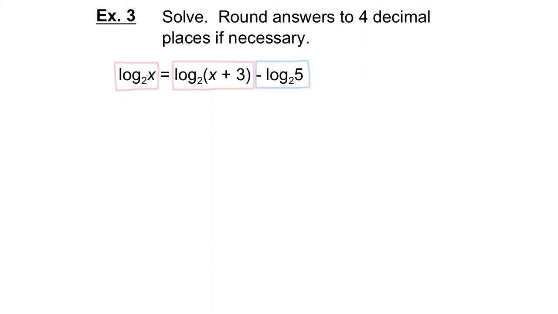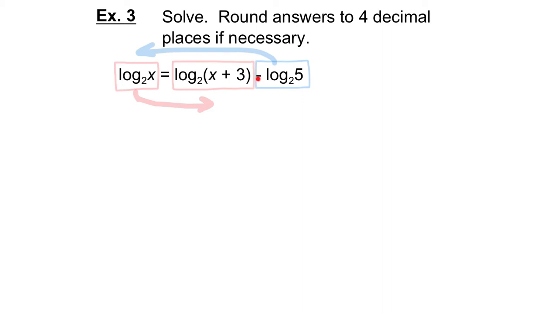So what I'm going to do is I'm going to move all the terms that have an x onto the right-hand side, and all the terms that don't have an x, I'm going to move to the left-hand side. And remember, when you cross the equal sign, you're going to do the opposite operation. So adding turns into subtracting, subtracting turns into adding.